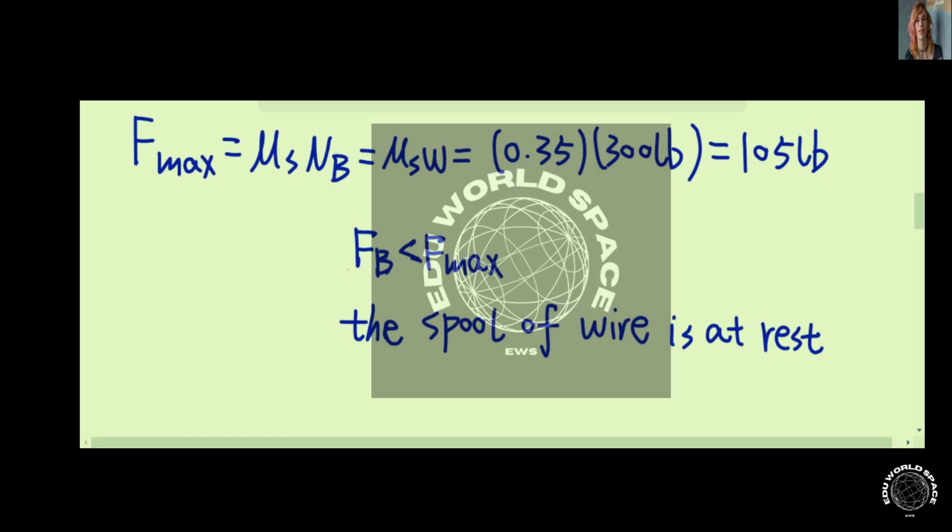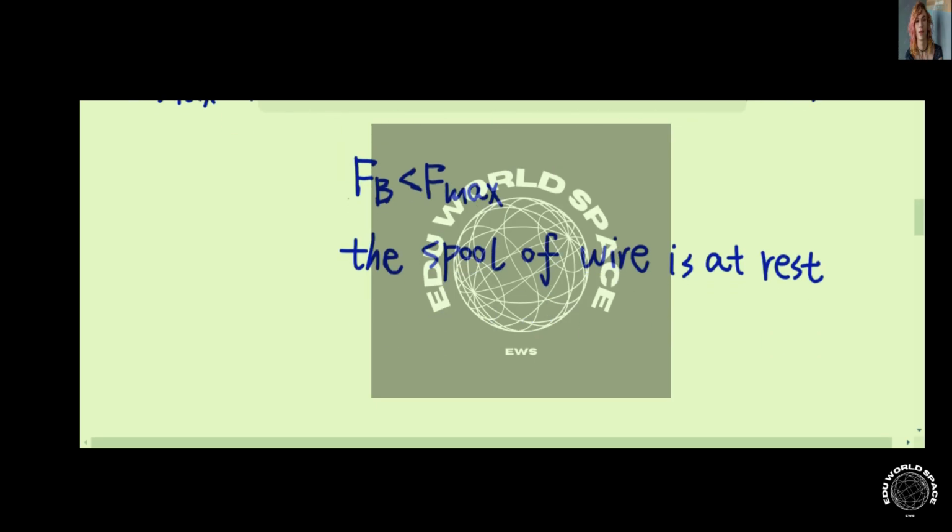Therefore, the spool of wire is at rest, which means that the normal force at point A should be equal to 200 pound. And this is the answer for this question.